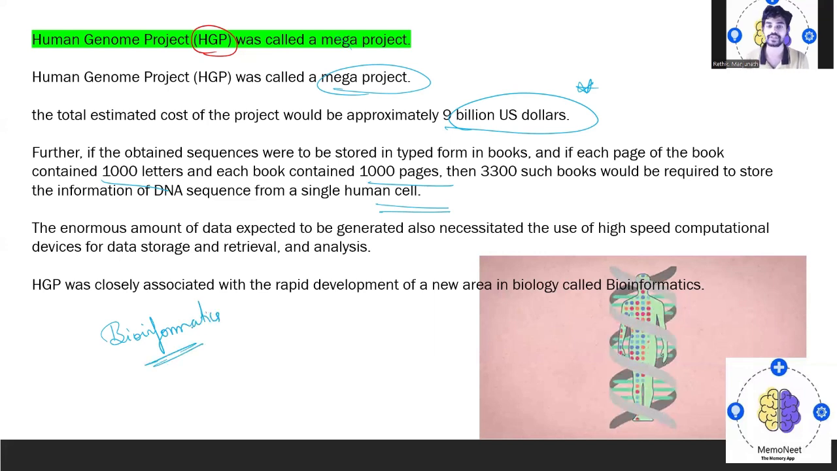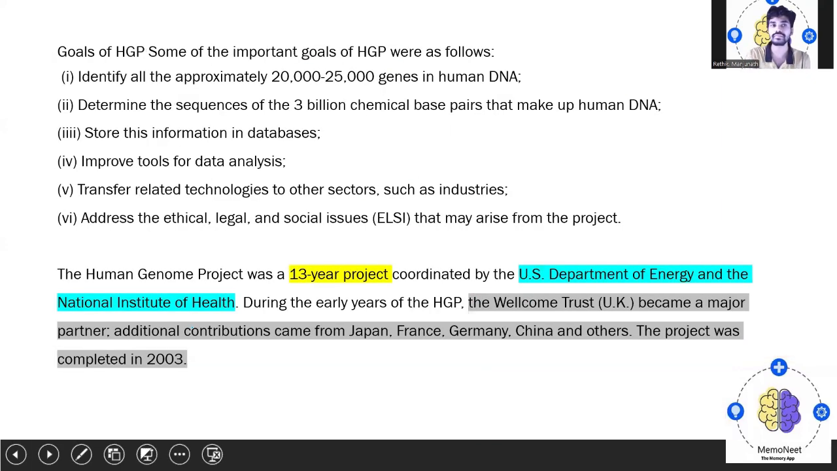So in bioinformatics, you will be using computer analysis to store large gene information, genomic information, and all. So then, what are the goals of this Human Genome Project? One thing is to identify approximately 20 to 25,000 genes in human DNA. That was the very first goal. Next, to determine the sequence of 3 billion chemical base pairs that make up the human DNA.